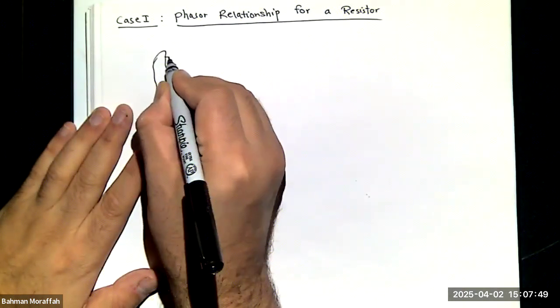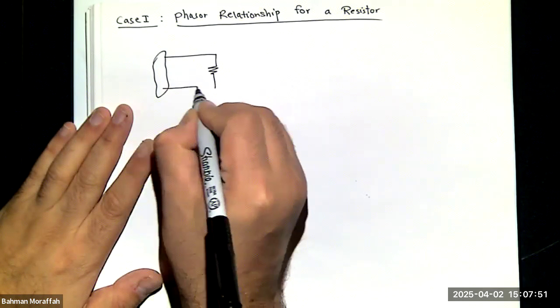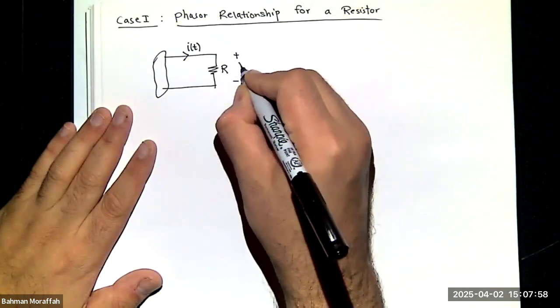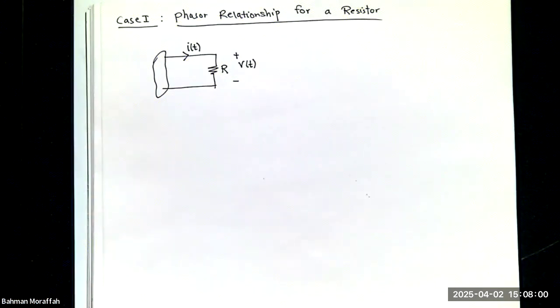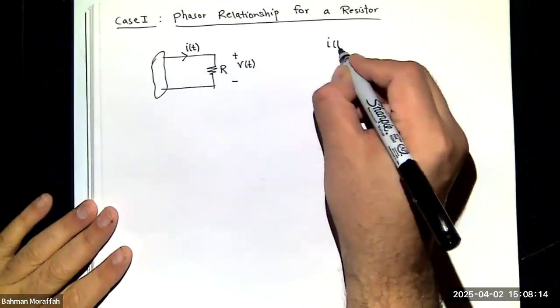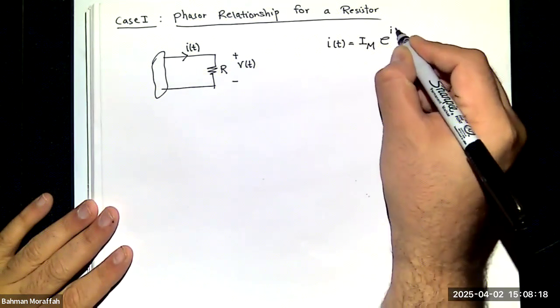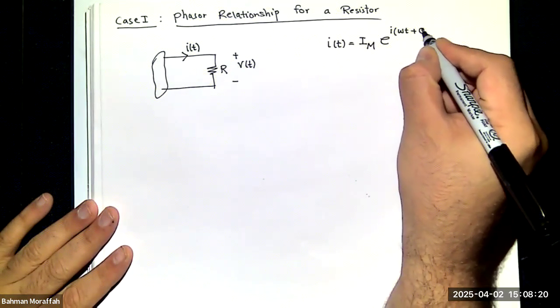Let's just say I have a circuit that's connected to some resistor with value R. Let's say the current through it is i(t), and the voltage across it is v(t), right? And let's just assume the current through this resistance is indeed a sine wave. So i(t), let's assume, is Im e^(j(ωt + θI)).